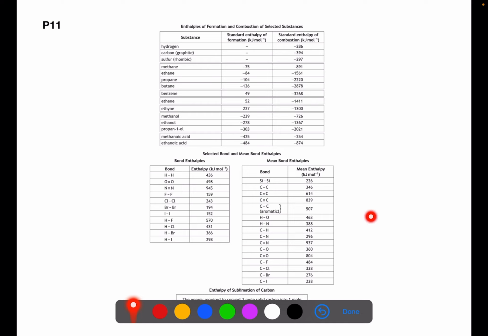At the bottom, you have the bond enthalpies. We've got the bond enthalpies for diatomic elements, so the energy required to break the two atoms up, and mean bond enthalpies for bonds which can be found in more than one environment. At the very bottom, you have the enthalpy of sublimation of carbon.